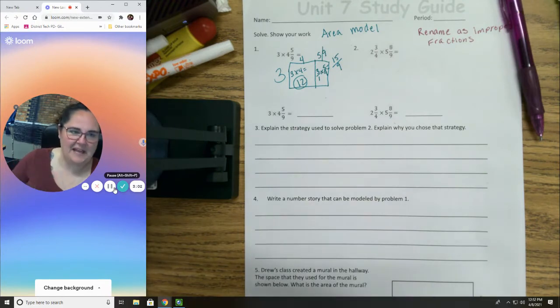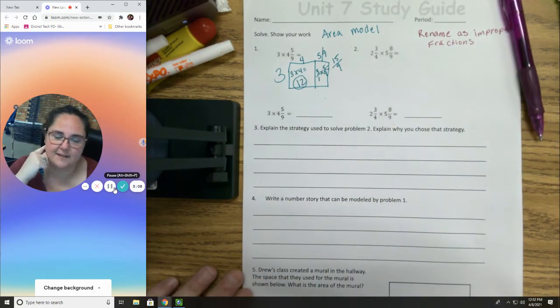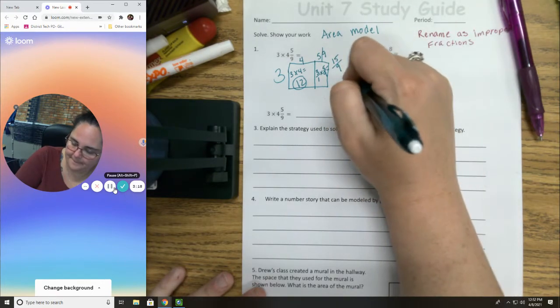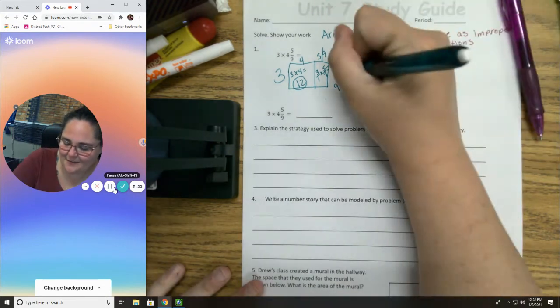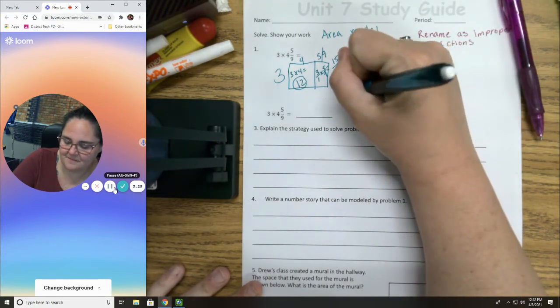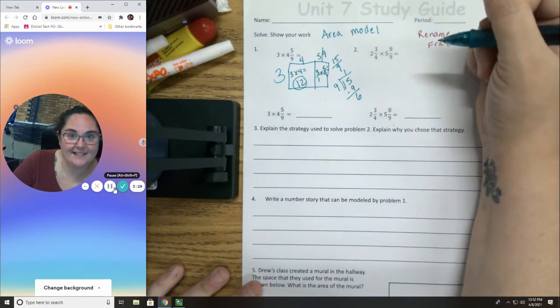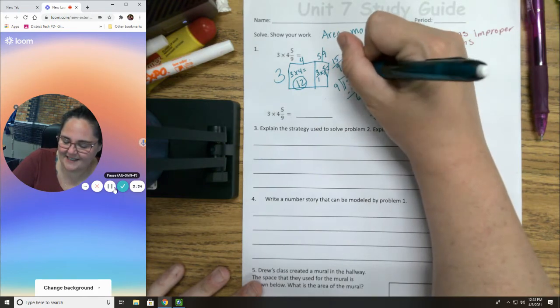Okay, sorry, my phone rang. So this is area model. So 15 over 9, I don't like that because it is an improper fraction. What do I need to do to the improper fraction in order to make it into a mixed number? Divide. 15 divided by 9. I know 15 divided by 9 is 1, 6 left over, right? Yep. So my answer will be 1 6/9.